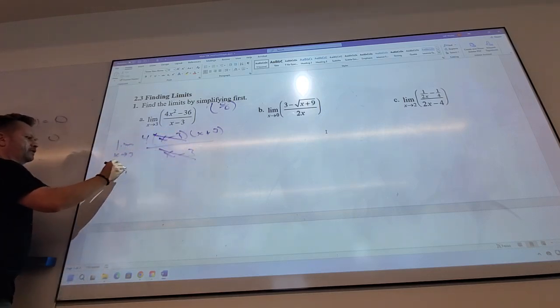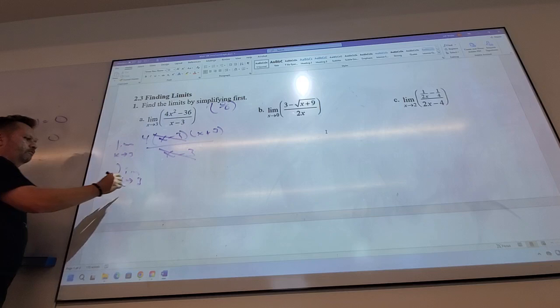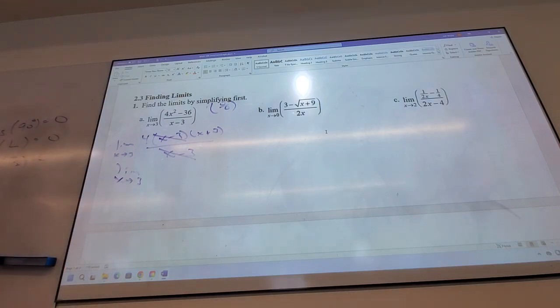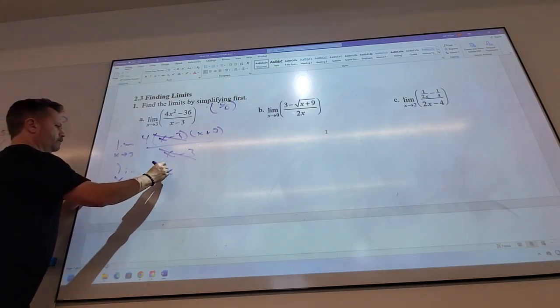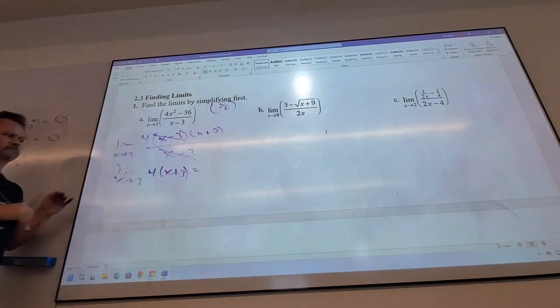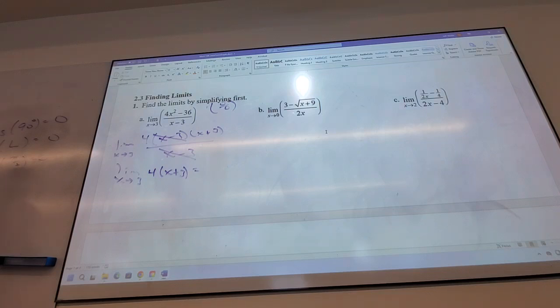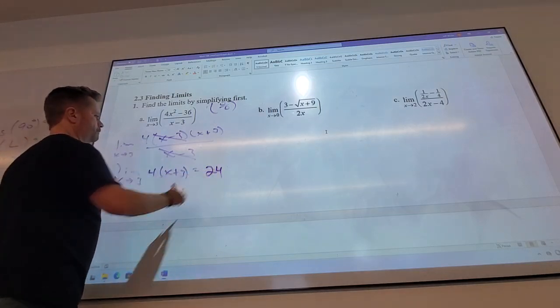Yeah. So I just canceled the problem, which is a fantastic thing if we only had a way to do that in real life. Isn't it like 4 times x plus 3? So what do you get? So now you plug in 3 with the x, and you multiply. Yep. So you get 24.